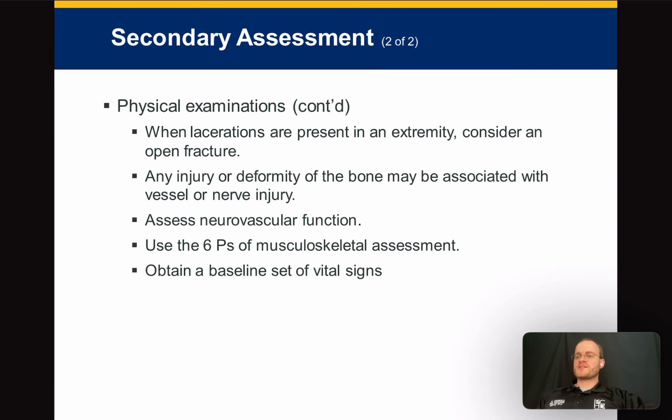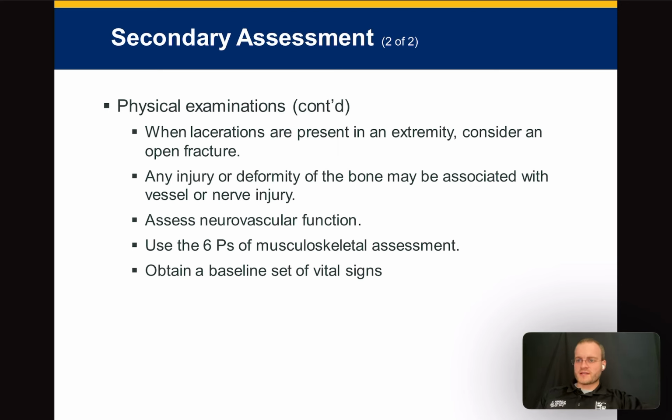When lacerations are present in an extremity, consider an open fracture. Remember, lacerations, punctures, anything like that, any break in the skin, you have to think this is an open fracture. Any injury or deformity of the bone may be associated with vessel and nerve injury, okay? Remember the 6 Ps, which I have no clue what those are. So let me know. I don't know. What are the 6 Ps? Pain, pallor, palpation? I don't know. I'm not looking it up.